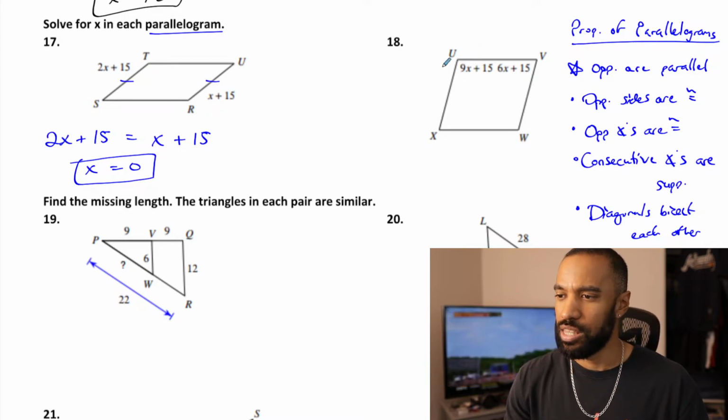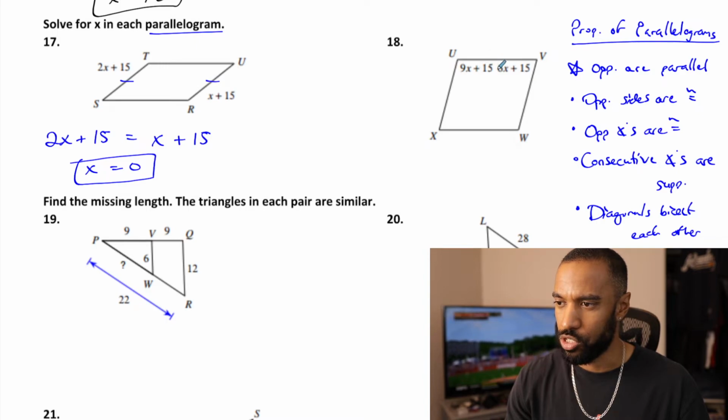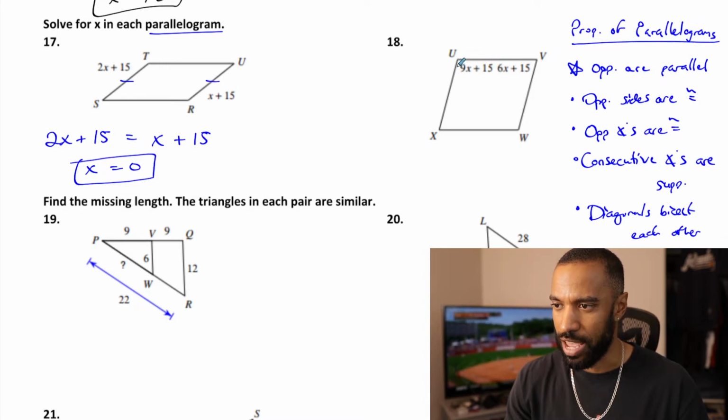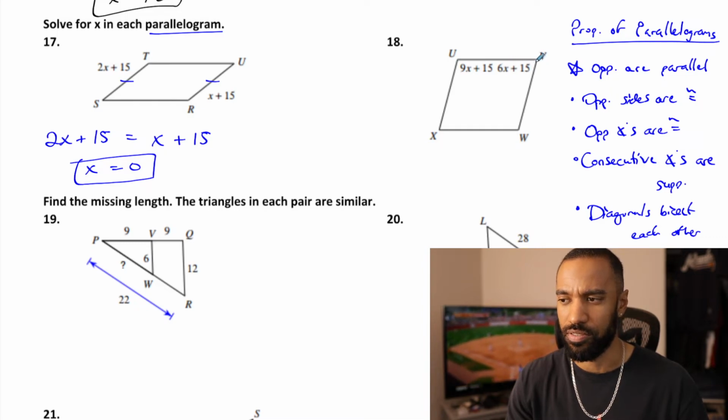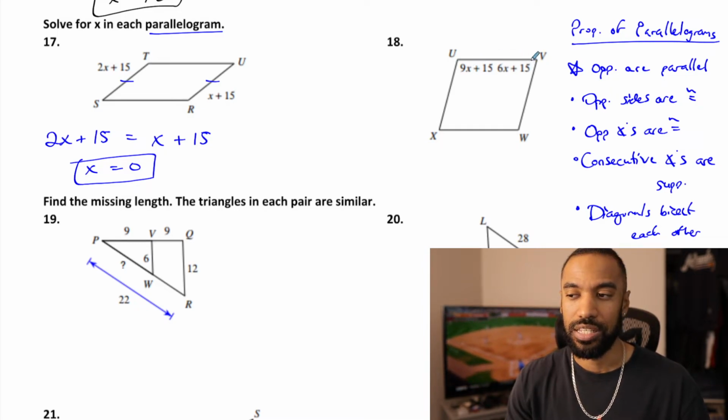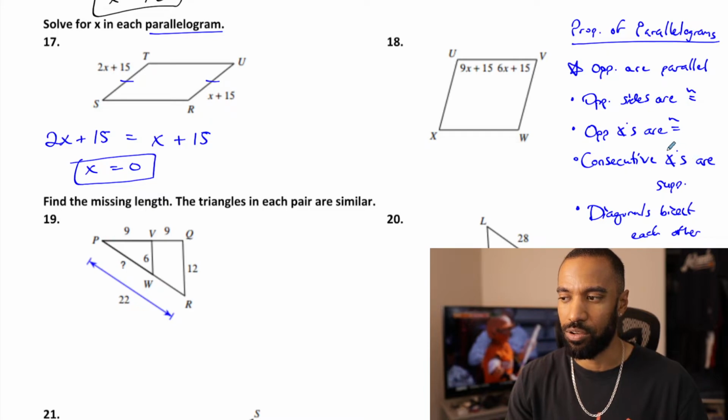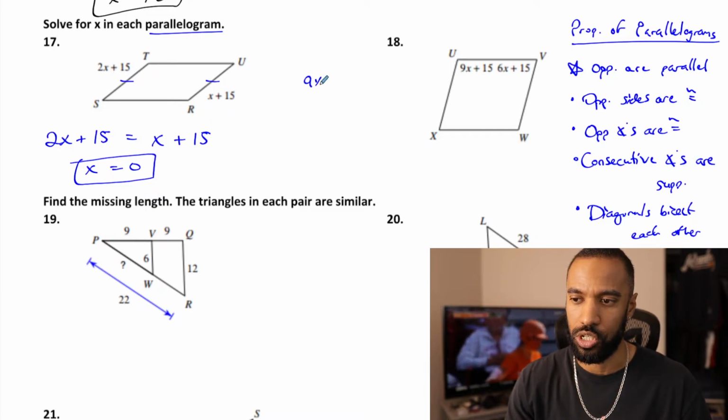All right, number 18. These aren't side lengths, and that's not one string of an expression. These are two different angle measures. 9x plus 15 degrees here, 6x plus 15 degrees here. Those are consecutive angles. Consecutive angles in a parallelogram are supplementary to each other.